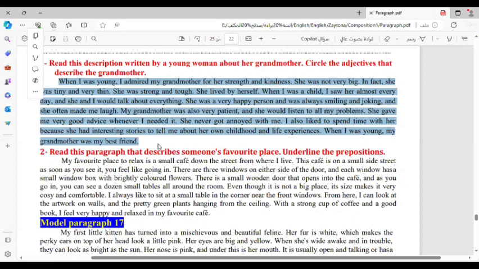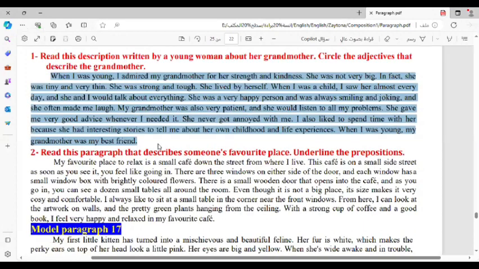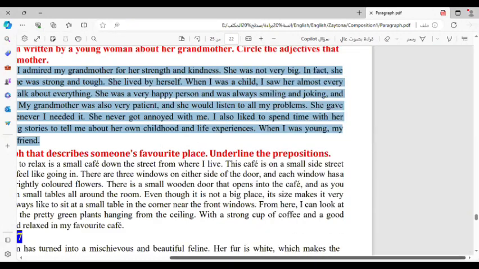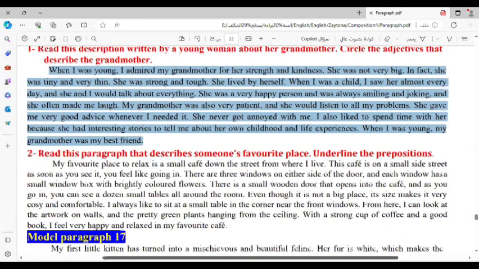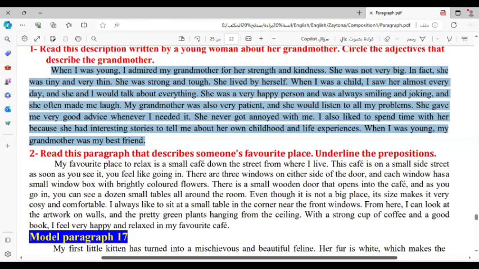In this paragraph, the paragraph is to describe the grandmother of the writer. Yes, please, who can read this one? Yes, go ahead. When I was young, I admired my grandmother for her strength and kindness.